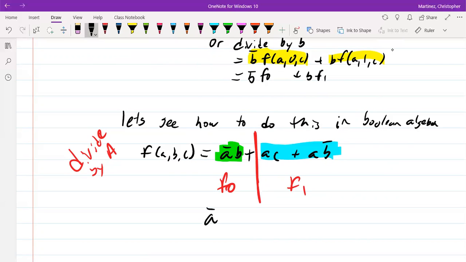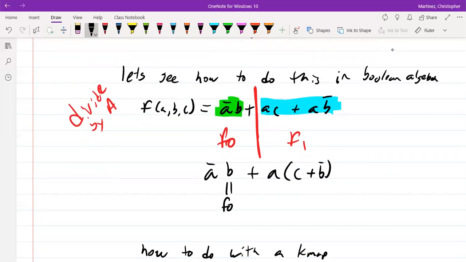So I stay with a bar b plus, and then how I'm going to get f1 is I'm going to factor out the a. So I get a ANDed with c or b bar. And then the b, that's my f0. And then the c or b bar, that is my f1. So that's how we do the dividing up, and it's called the Shannon's expansion.